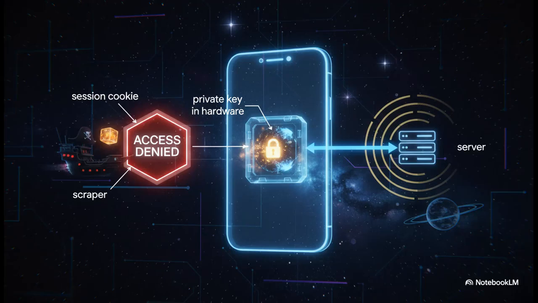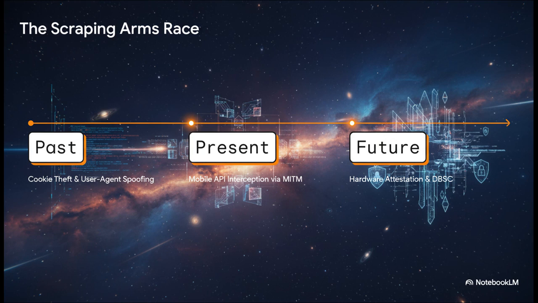So here's how it works. When you log in, your phone creates a unique private key that's locked inside a secure chip. Think of it like a physical key that literally cannot be copied or removed from your device. The server then locks your session to that specific key. So even if a scraper manages to steal your session cookie, it's completely useless without the physical key to unlock it.